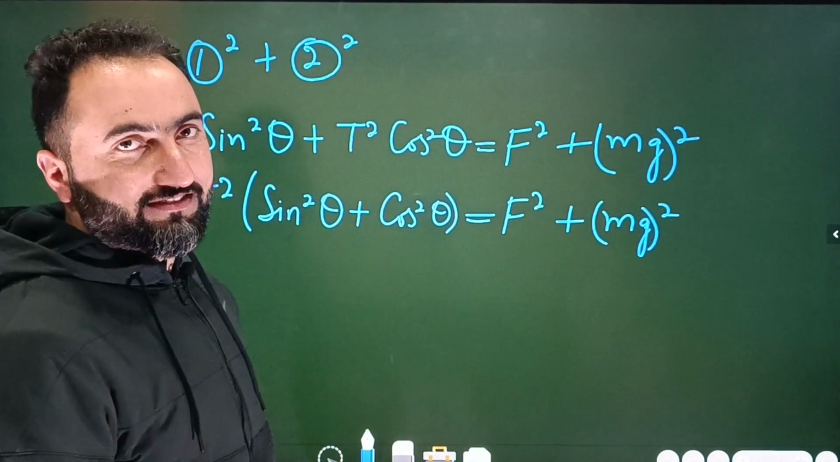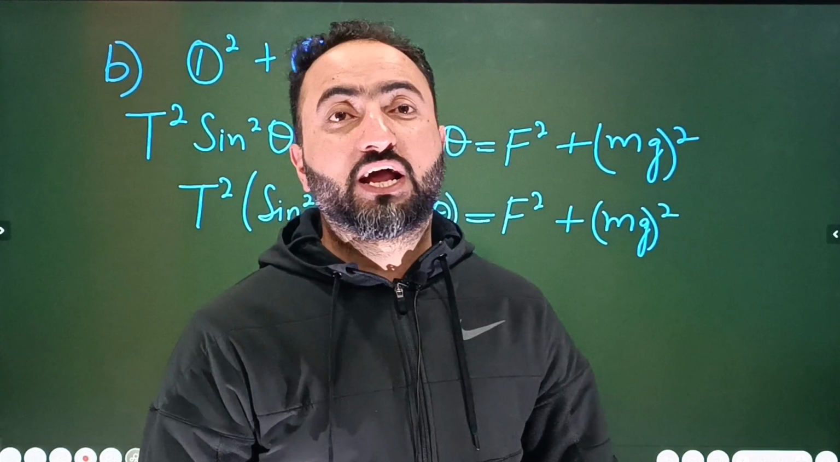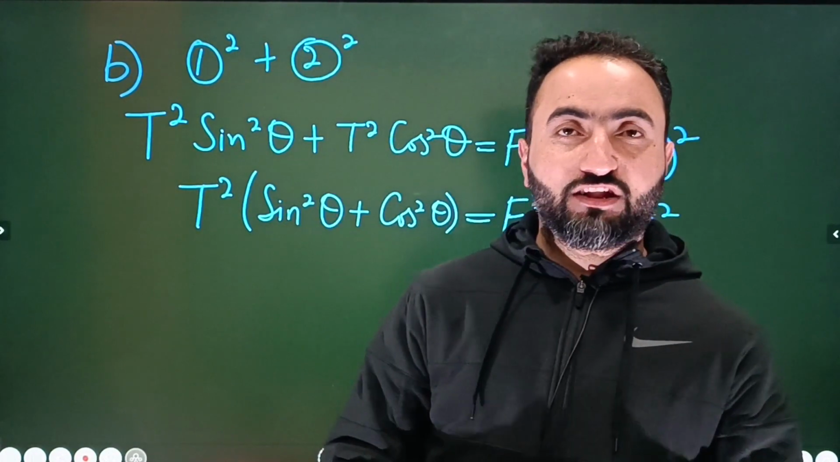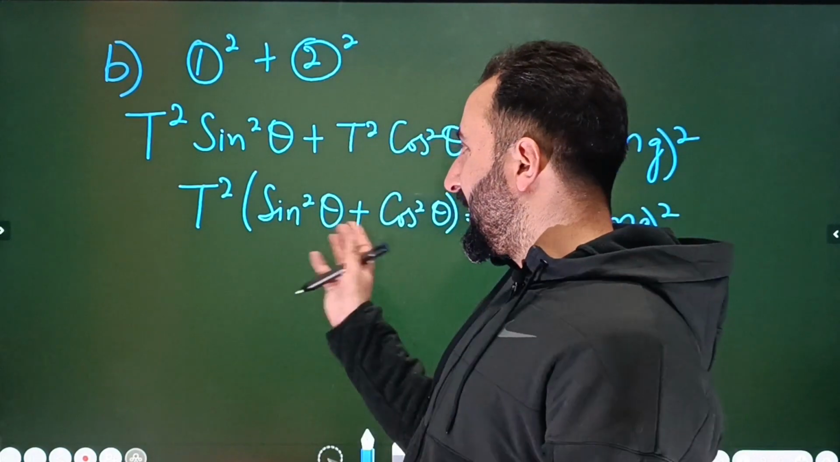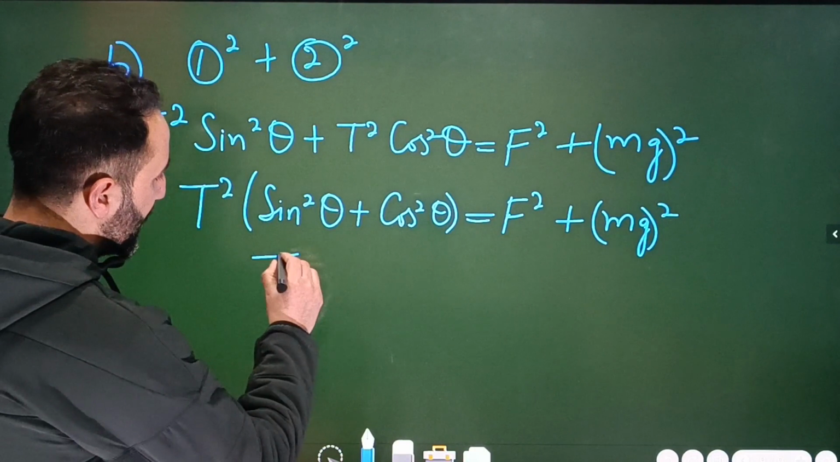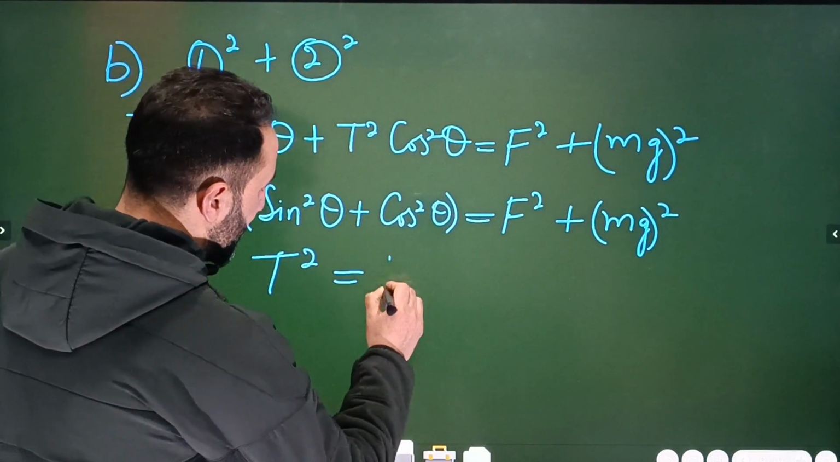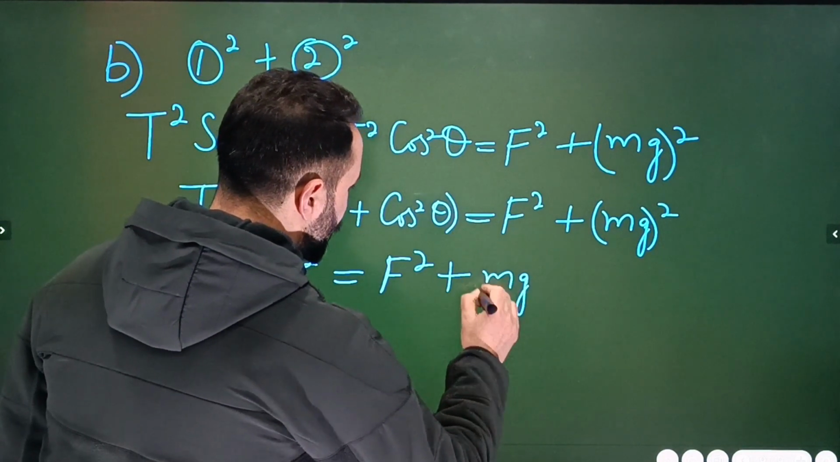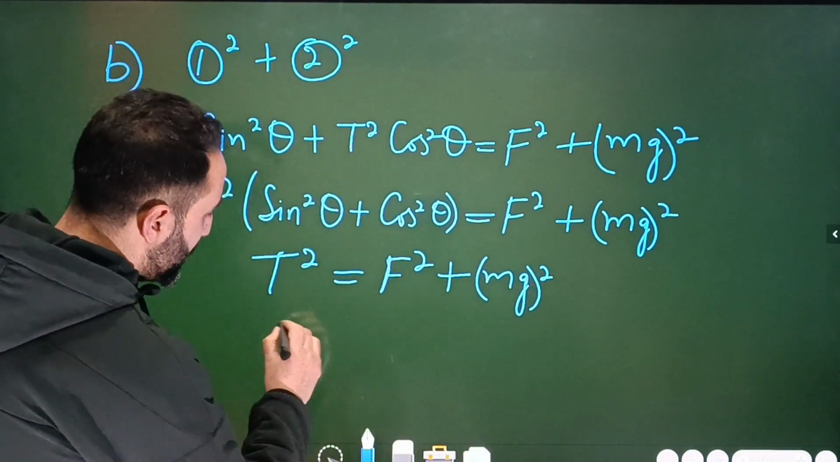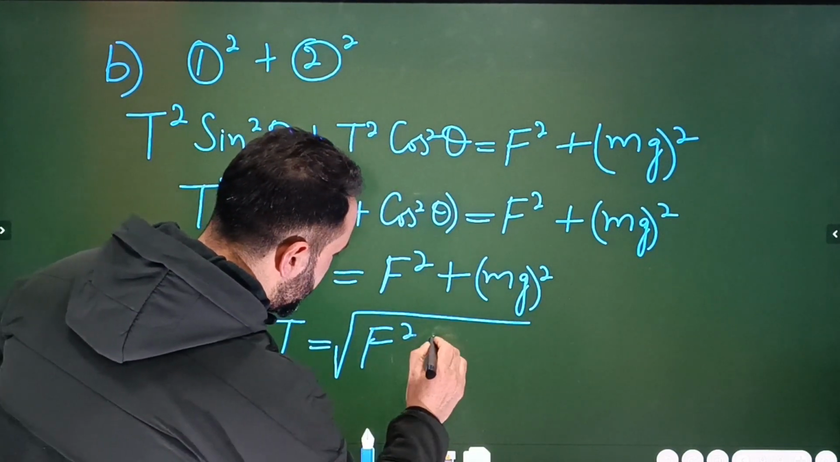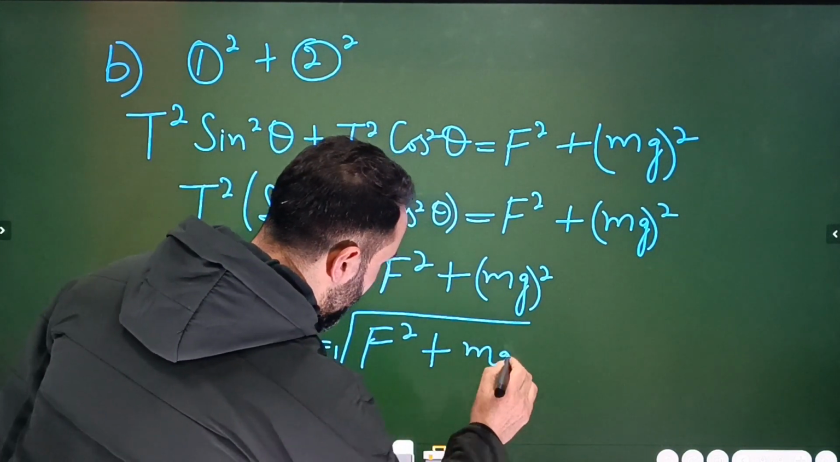Then you know that sin square theta plus cos square theta is equal to 1. That was the reason I squared the two equations and then added them, so that I can get rid of theta. Theta will disappear from the equation. So finally, t square is equal to f square plus m multiplied by g whole square. And we are in search of t, so t is finally equal to the root of f square plus mg whole square.